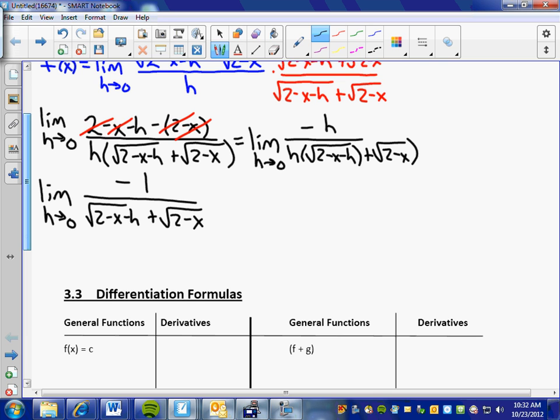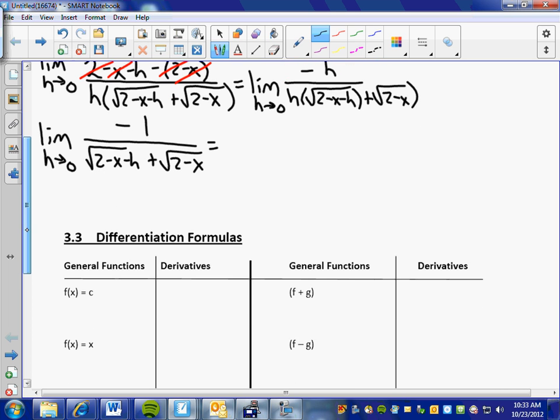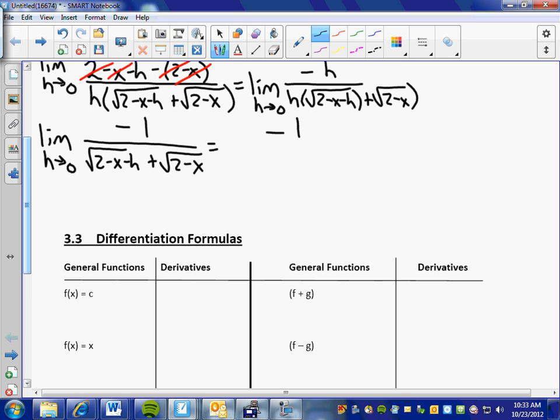But that's problematic, isn't it? I mean, I still have an h in the denominator. I can't plug in 0, can I? Why can I plug in 0? Very good. Even if I plug in a 0 in the denominator here, the entire denominator does not give me 0 as a result. As a matter of fact, you end up with, and this is the part that some people struggle with, so watch this. It's not very difficult, but some people miss this. I have negative 1 over the square root of 2 minus x, when you plug in 0, plus the square root of 2 minus x. That happens a lot when you're doing a square root. So what do you get, Ben?